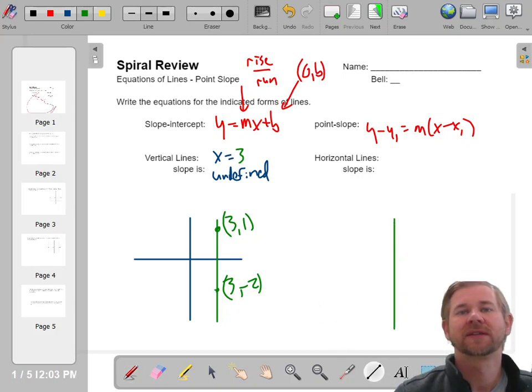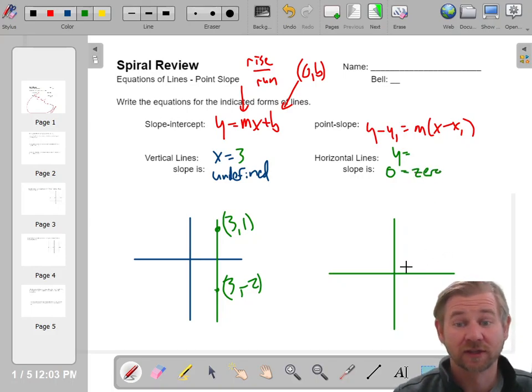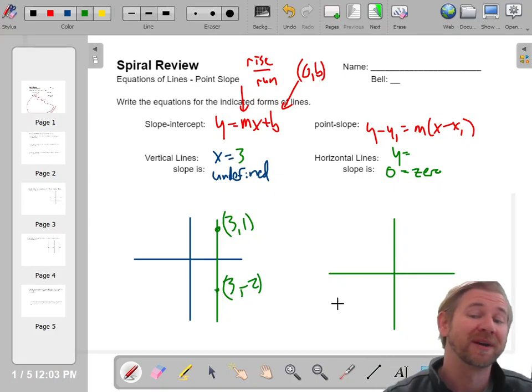Similarly, horizontal lines are always y equals something, and they have a slope of 0, as in 0. It's a number. You can't say no slope. There is a slope. It's 0. Nothing has no slope. It's either undefined or it has a slope of 0.